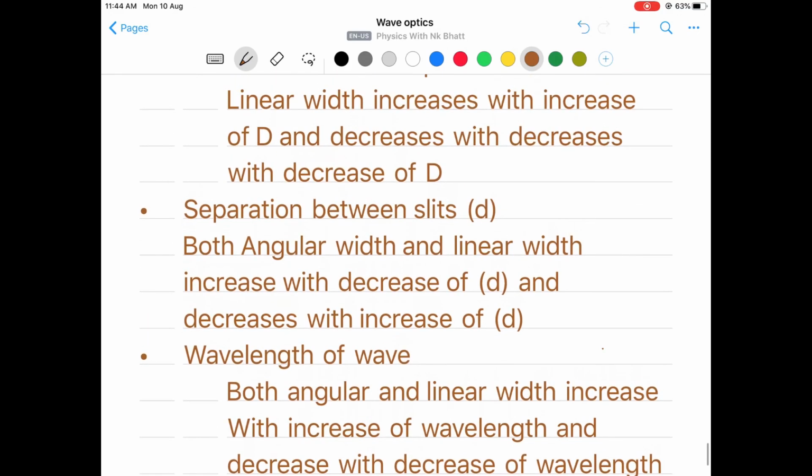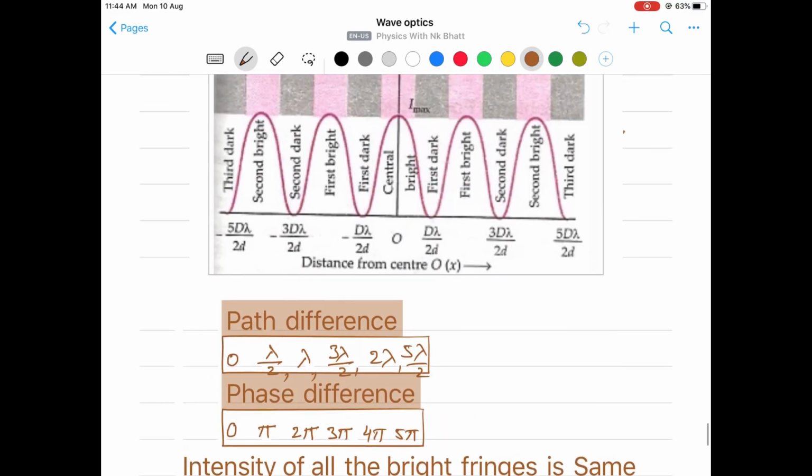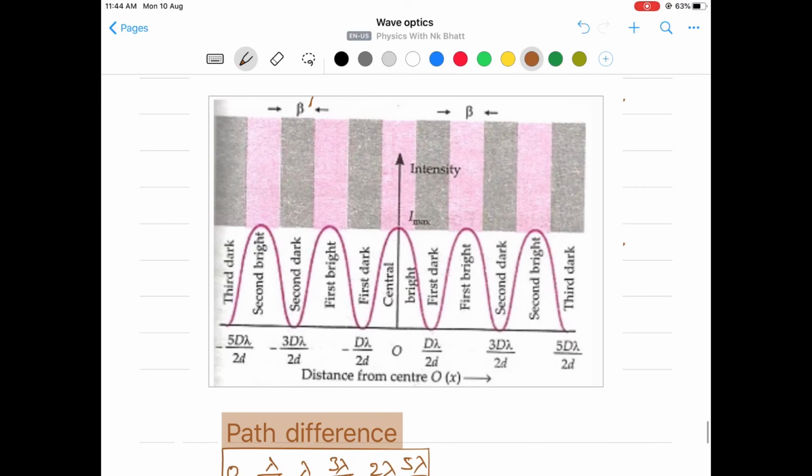So in this conceptual part of the video lecture, we tried to understand about the intensities of the fringes, and we found that the intensity of all the fringes is same. Then we discussed angular width of the fringes and linear width of the fringes, and what the factors affecting these two are. The very important factors are three: small d, capital D, and lambda, that is distance between slits, distance of a screen from the slits, and wavelength of light used.